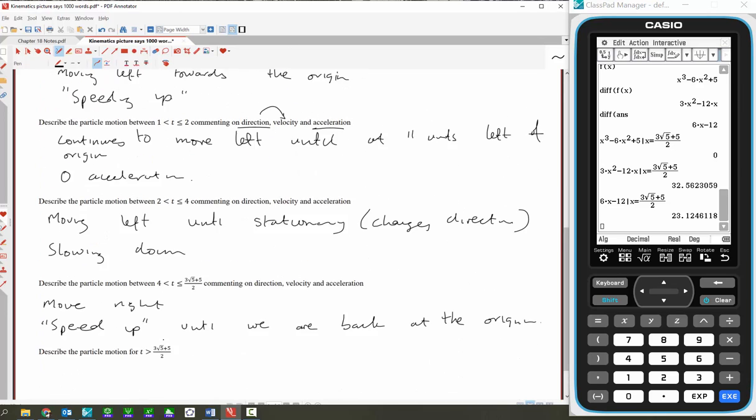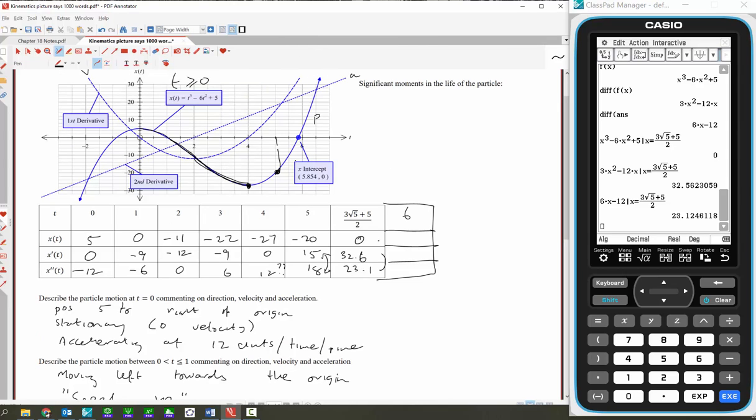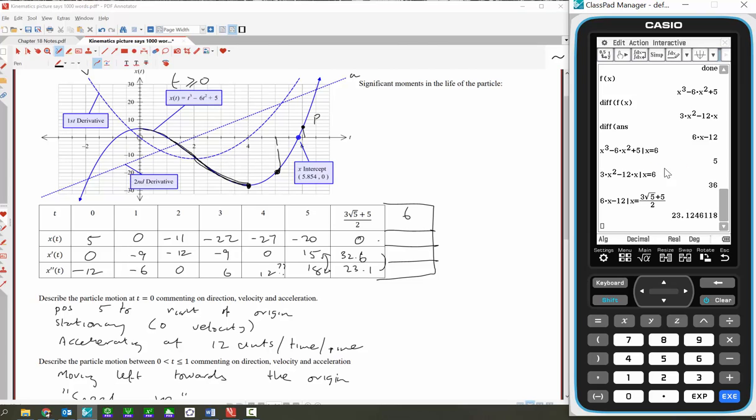Okay, so what happens when t is larger than this value here? So let's just maybe choose a value higher than it. So we'll go for 6. All right, and let's just see if we can predict what's happening here. So again, what I can see is I'm to the right, so my position is to the right of the origin. I'm going to continue to move right, and it looks like I'm going to continue to speed up because this acceleration just gets higher and higher. So if I bang 6 into it, I should get positive velocity and positive acceleration.